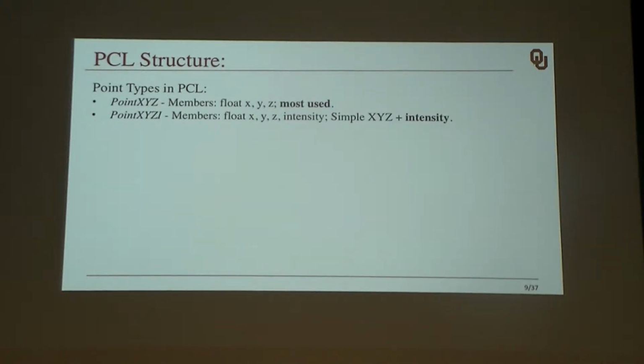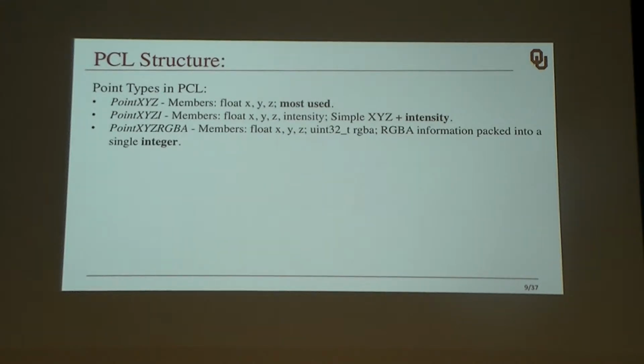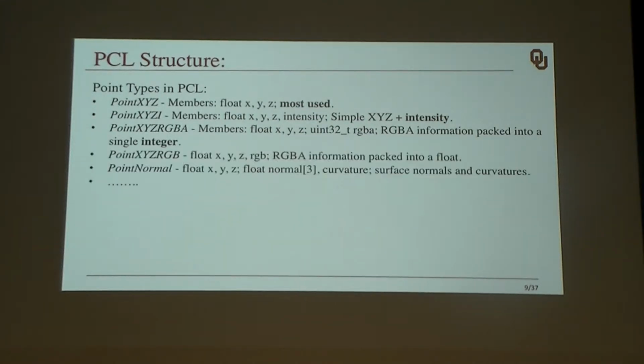We have x, y, z, and I for intensity. Another type for color, RGB, and we have many other types like normal. Normal contains information about neighborhood, curvature, so it's also an important type. Finally, if you want to develop or define your own type, you can just use a template, because PCL is a C++ library, so you can use this template to define your own point type.